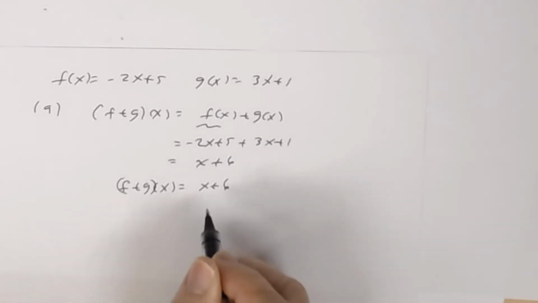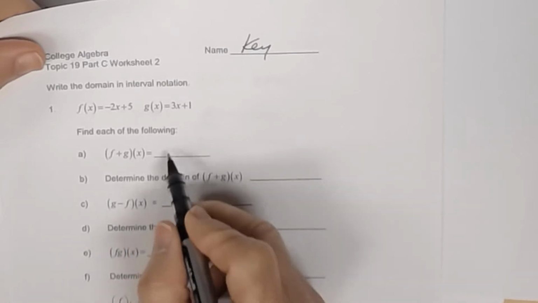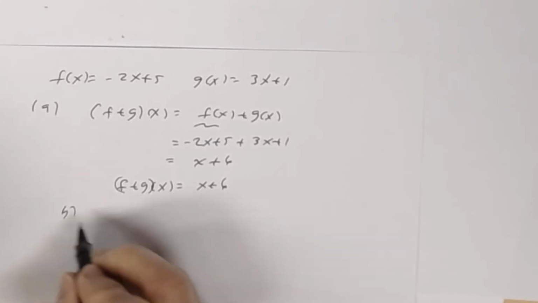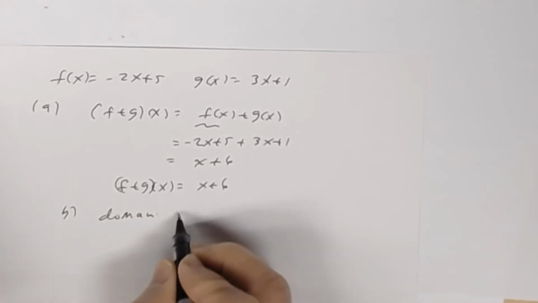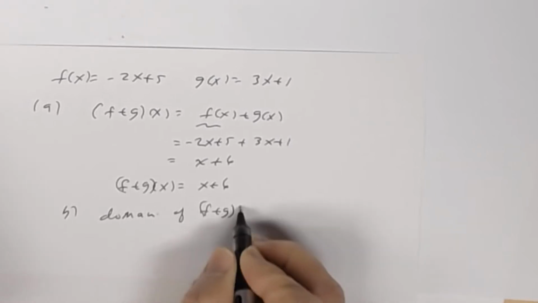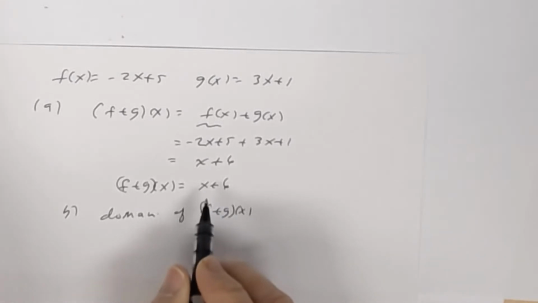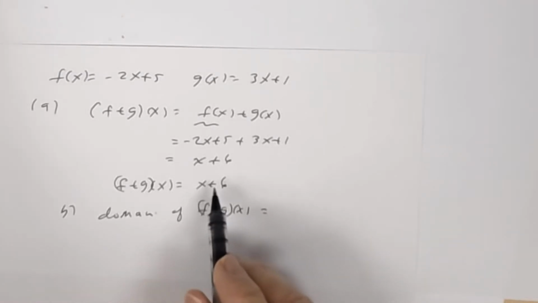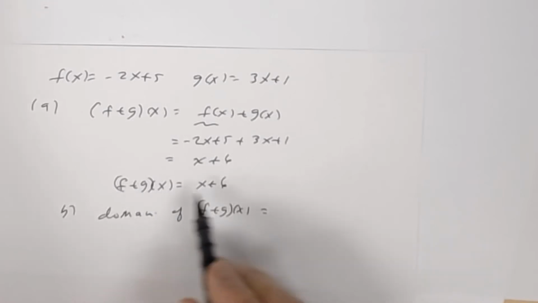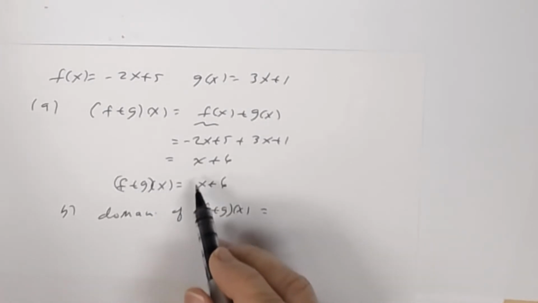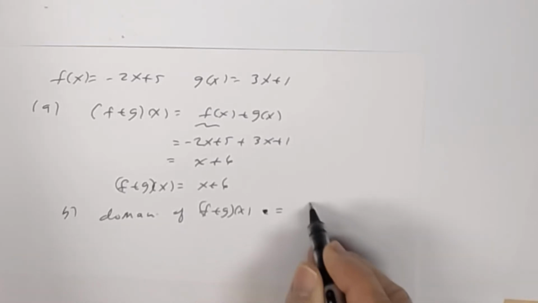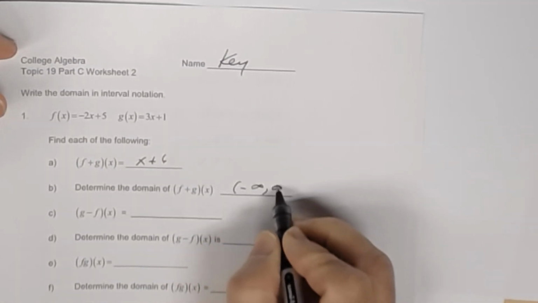All right, so that's your new function. That x plus 6 goes here. And then you want to find the domain of this. So in part B, the domain of f plus g at x. Remember, that's a polynomial function, so the domain of a polynomial function is all real numbers. In fact, it's a linear function. If you were to graph this function, it would be a line with positive slope. So the domain will equal all real numbers, negative infinity to infinity.